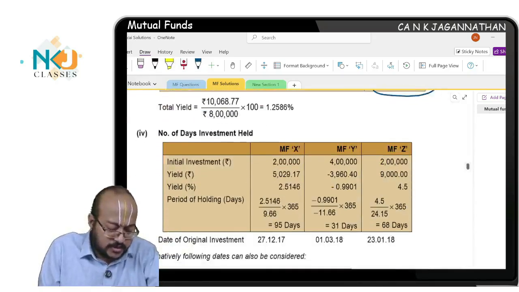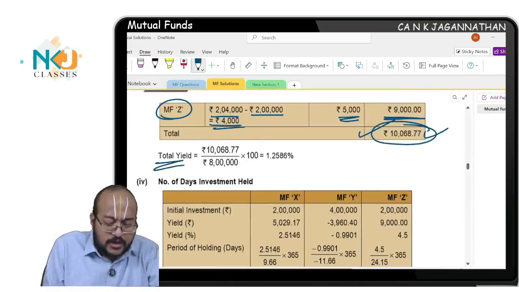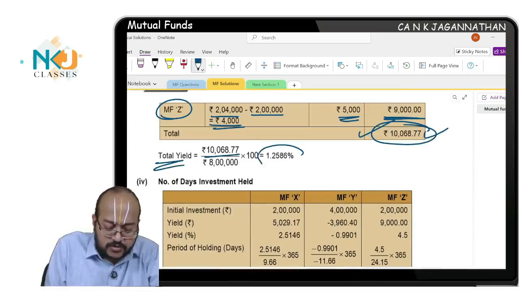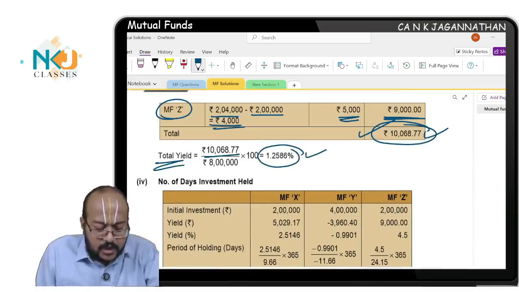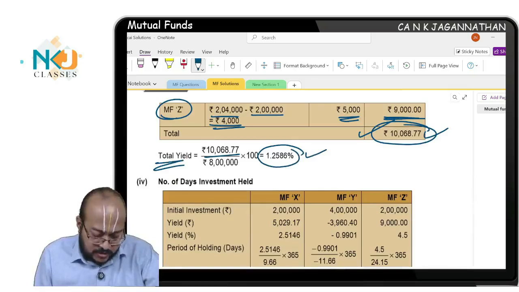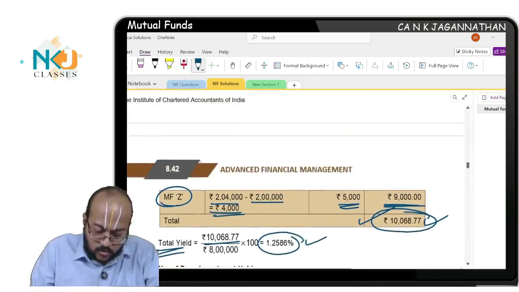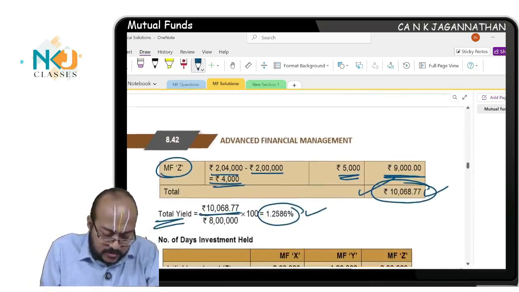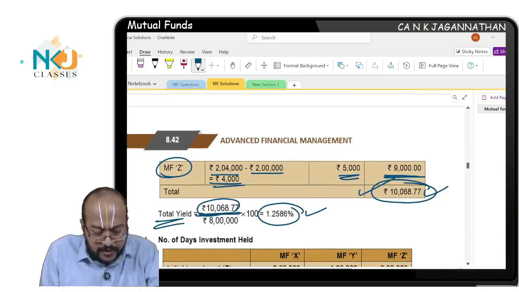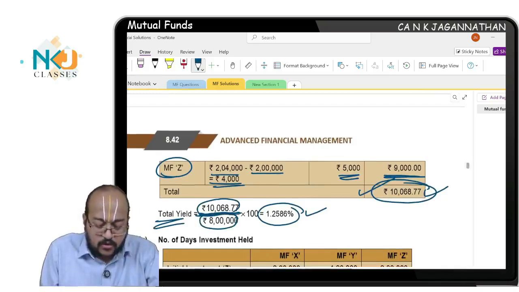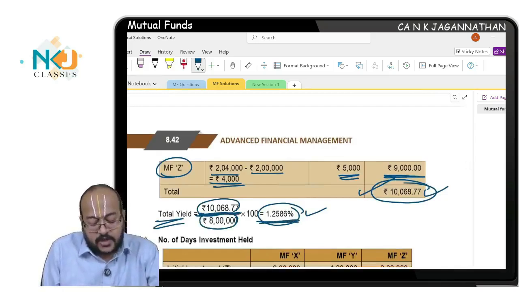Are you understanding? Next, total yield comes to 10,068.77 divided by 8 lakh into 100, which means this is total yield. How much is that? 1.2586 percentage. Now this you tell me, this is total yield, which means total return divided by total invested amount. Okay, this is the yield I will get.